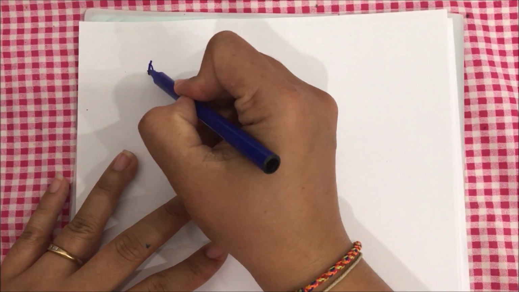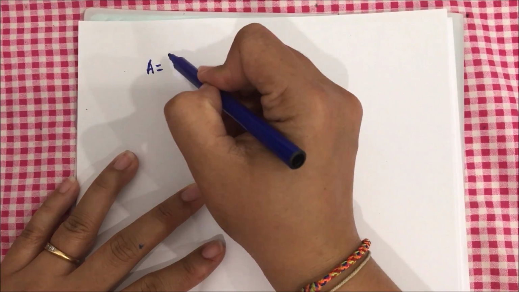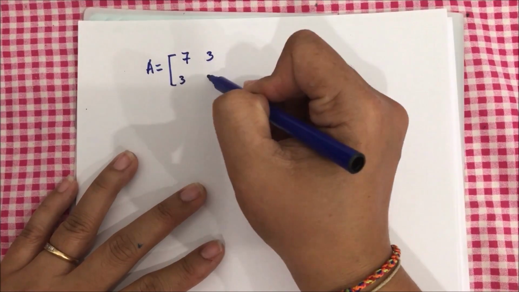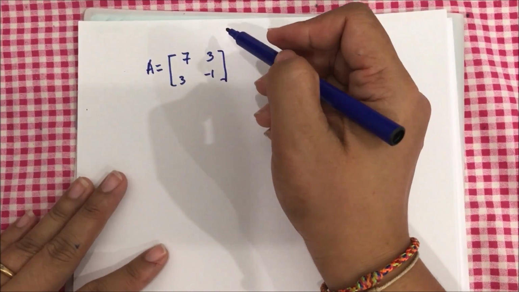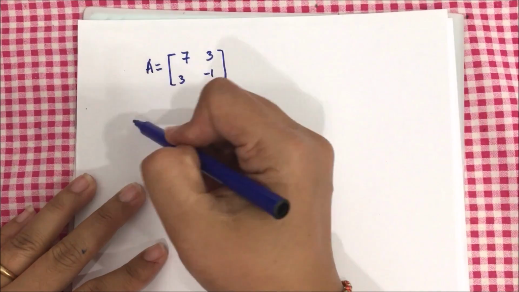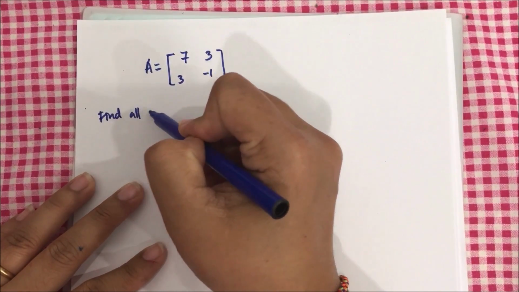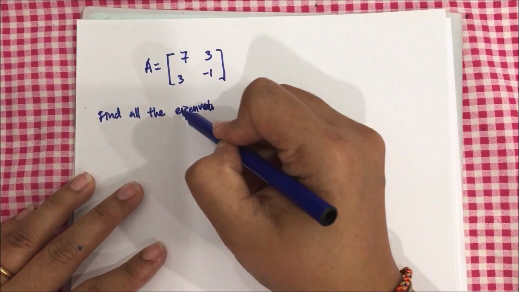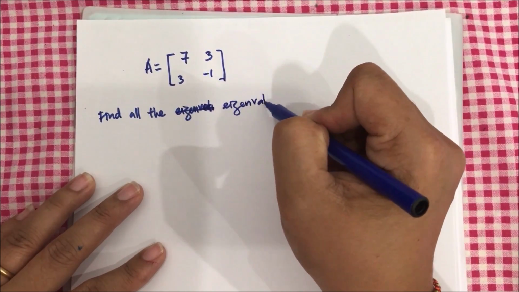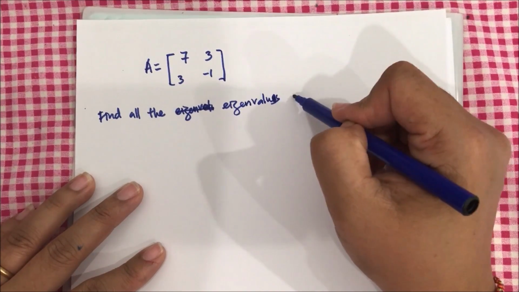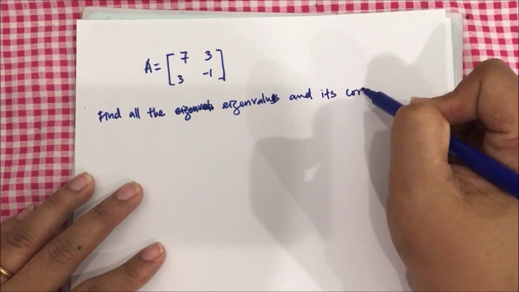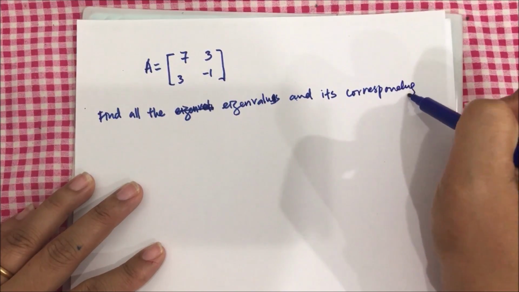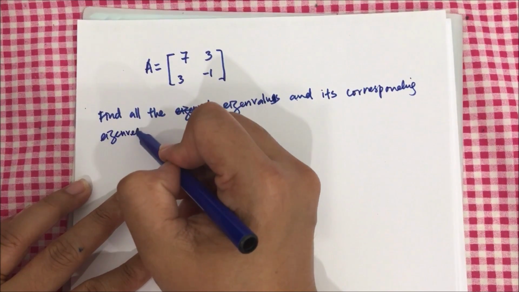Okay, let's try some more examples. Let's say we have a matrix A equal to [7, 3; 3, -1], and we try to find all the eigenvalues and their corresponding eigenvectors.